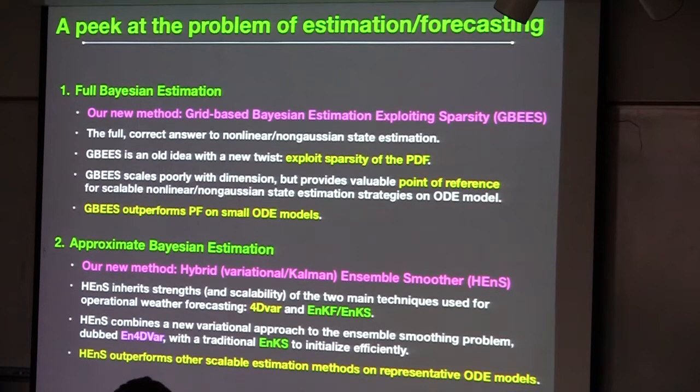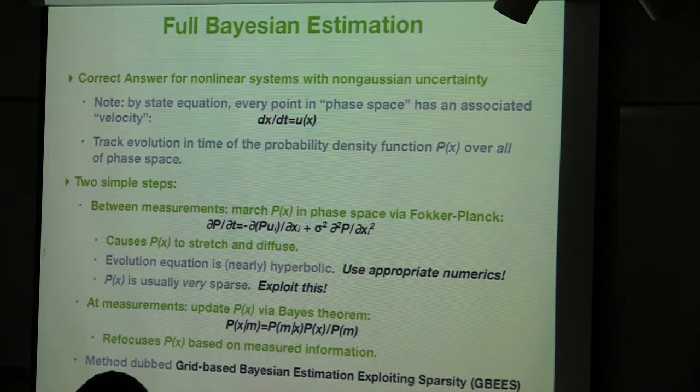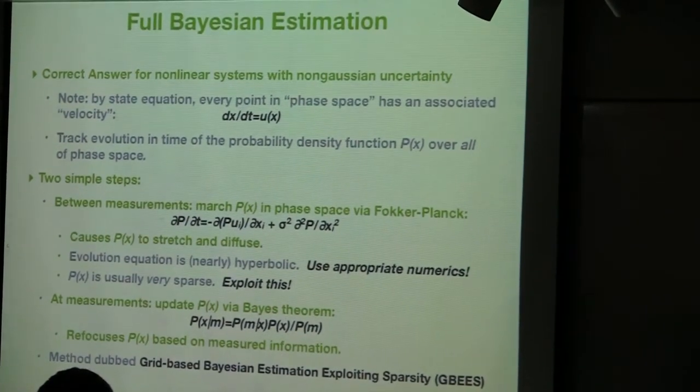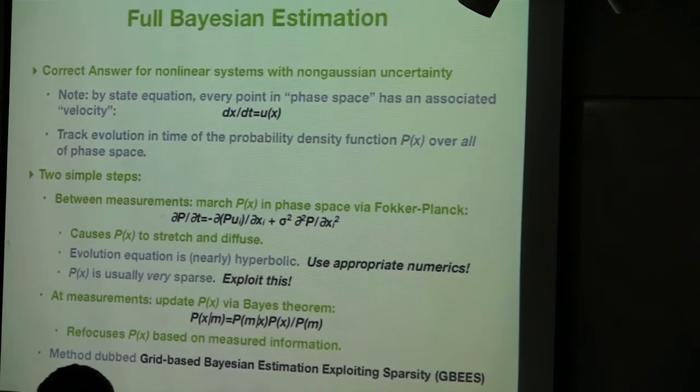Hopefully, that can provoke some discussion, and then I'll talk about our tweaks to make some improvements to the ensemble Kalman setting. So first, I'm going to talk about the full estimation problem. How do you solve it? It's the correct answer, even if your system is nonlinear, and even if your estimation uncertainty is non-Gaussian.